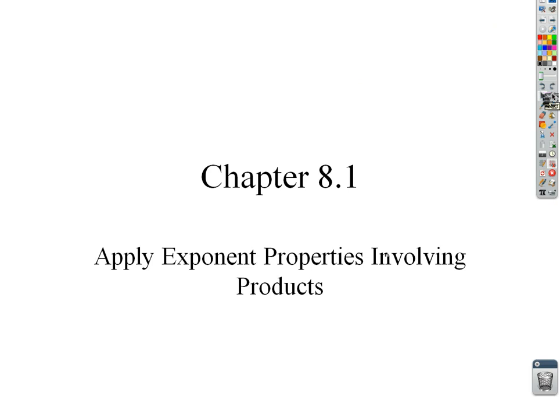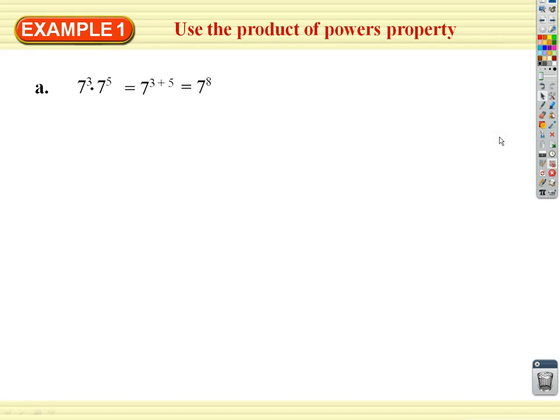Well, let's take this idea a little bit further and look at maybe a couple of examples. Actually, more than a couple. Let's look at many examples and get a better understanding. Here's the problem we have: 7 to the third power times 7 to the fifth power. Well, this is going to equal 7 to the third plus 5.